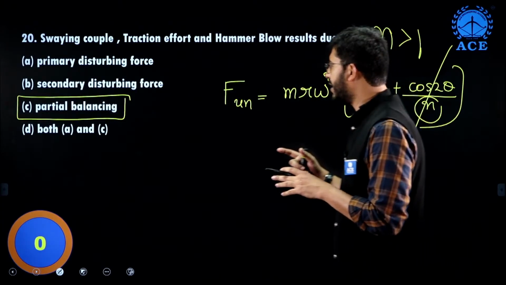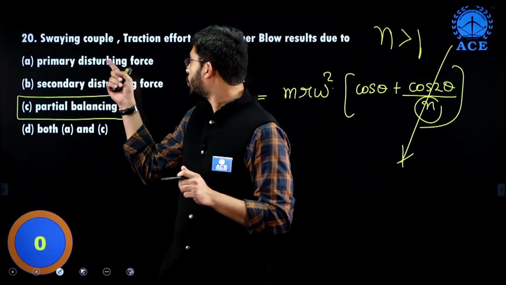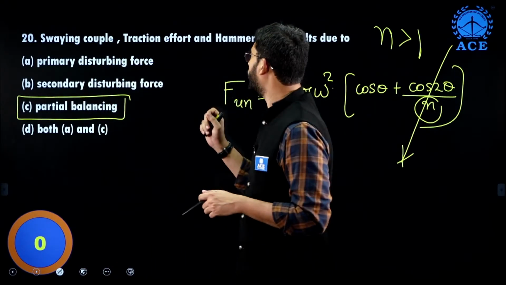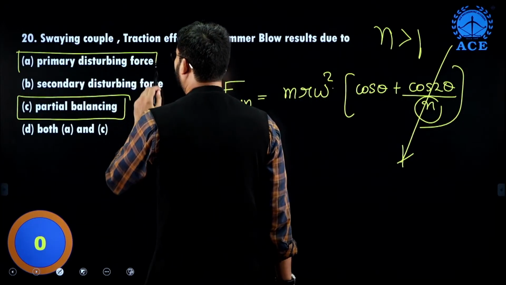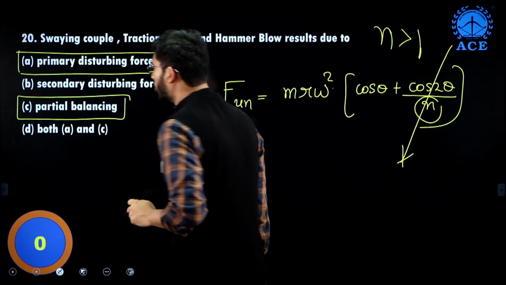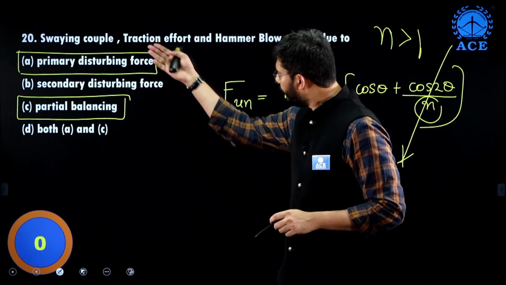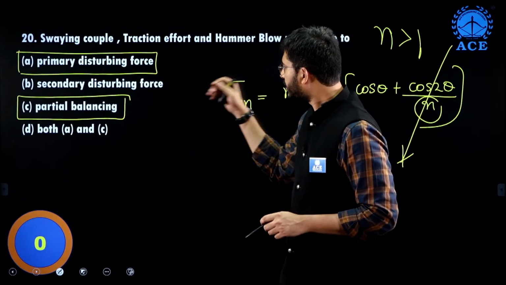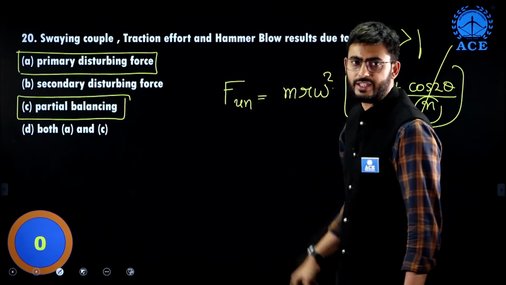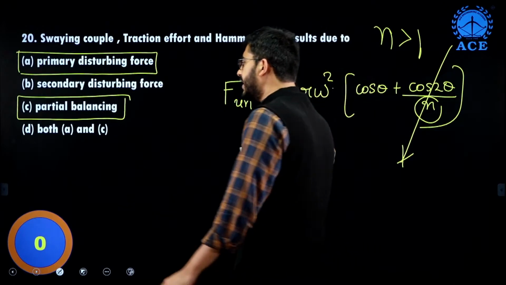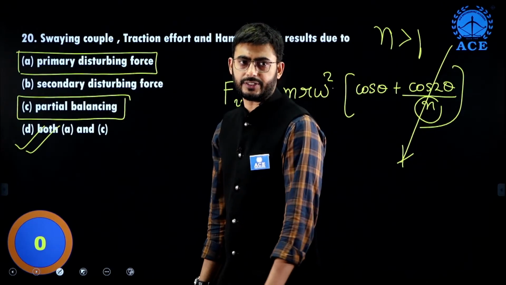This primary unbalanced force will cause swaying couple, traction effort as well as hammer blow. So because of the primary force and partial balancing we will see all these, and the primary disturbing force is also responsible for generating all these effects. So option D, which says both A and C, is the correct answer.